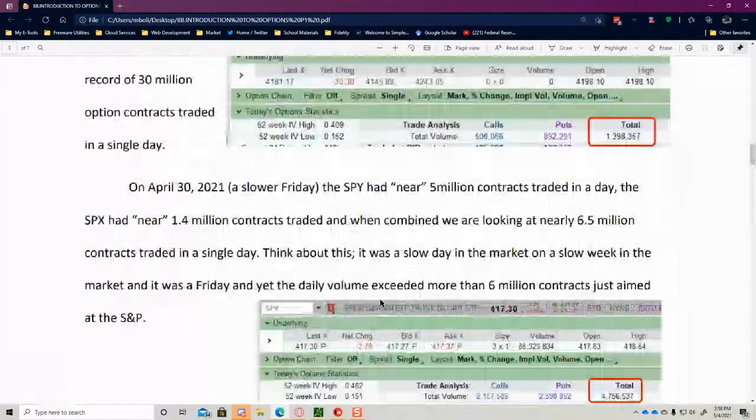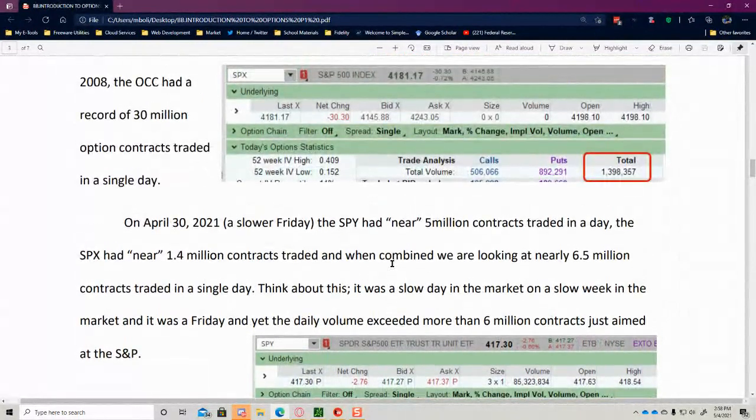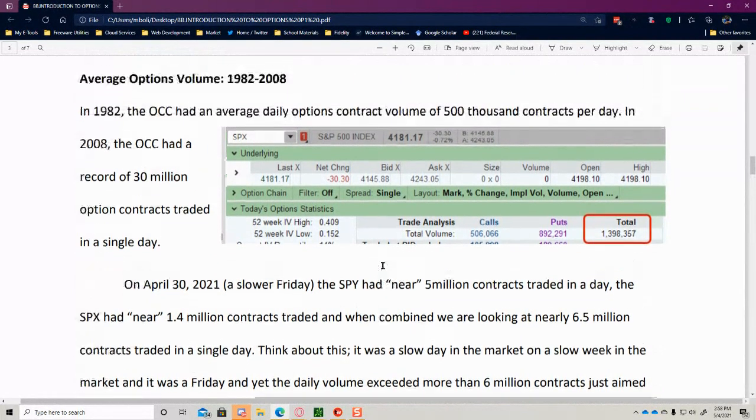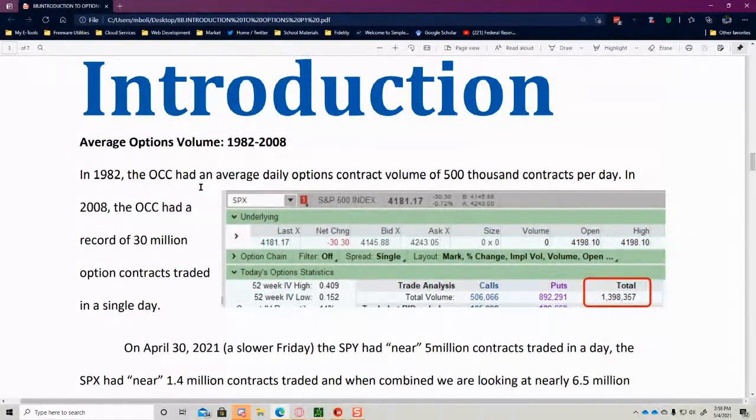All right. So when we were talking about liquidity, I built this page because of this liquidity. When it comes to SPY, or really, we say SPY all the time, but what I really mean is the S&P, that thing is more traded than anything else that exists. In 1982, the OCC had an average contract volume of 5,000 contracts a day. That was the entire options marketplace. Then 500,000 contracts in a day. In 2008, it was 30 million contracts in a day.